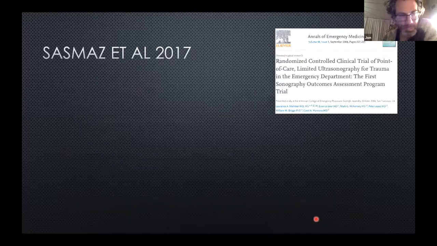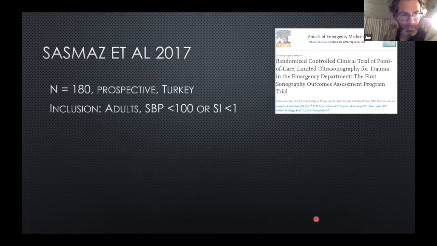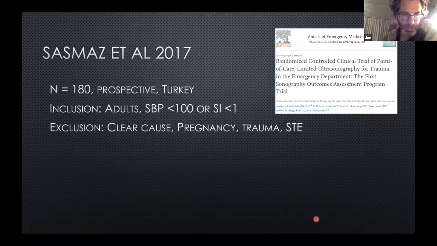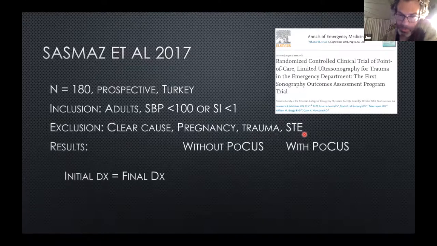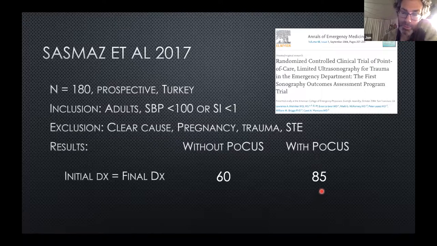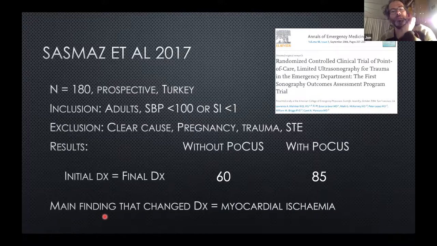Then a couple of years later, this paper by Sazmaz, a slightly bigger paper from Turkey, had similar inclusion criteria and also similar exclusion, so if there was a clear cause, or if they were pregnant or trauma. All these studies are talking about non-traumatic shock, and if there was ST elevation on the ECG, they were all excluded. They looked at whether the initial diagnosis with ultrasound correlated with the final diagnosis. Patients were randomized into without POCUS or with POCUS, and he found significantly better correlation with final diagnosis in patients who received POCUS. The main finding that led to a change in diagnosis was myocardial ischemia, so regional wall motion abnormality.